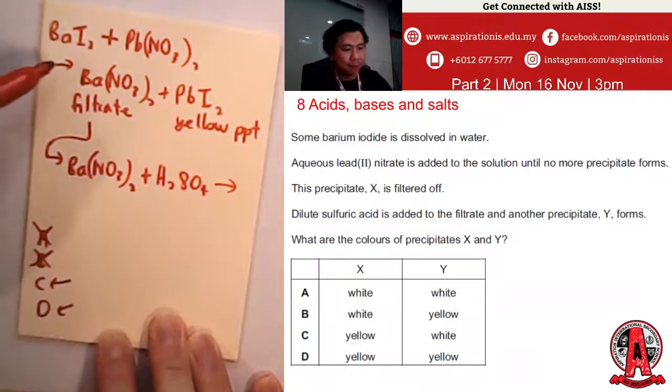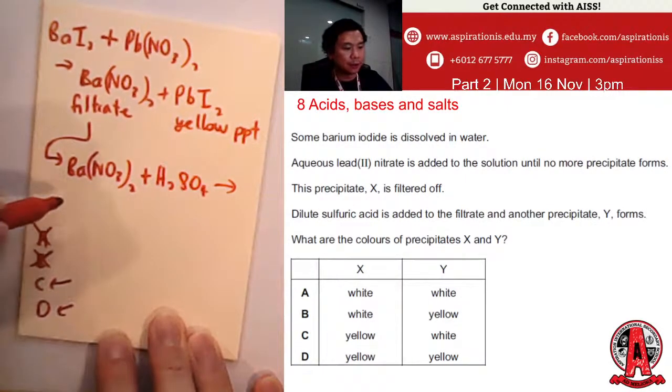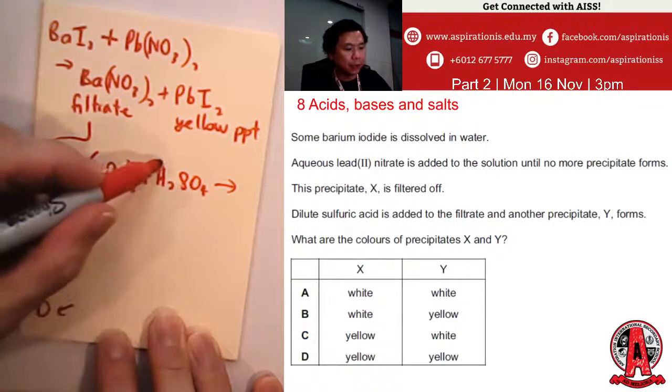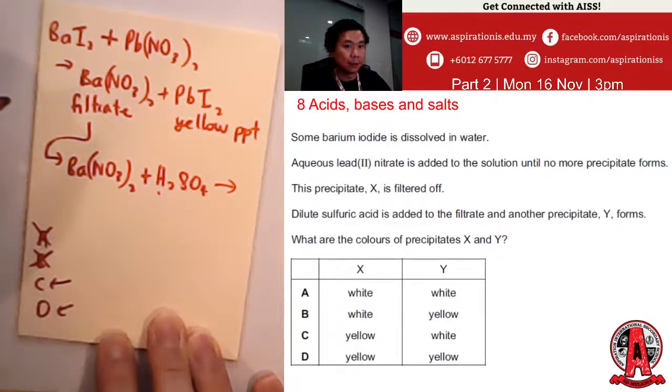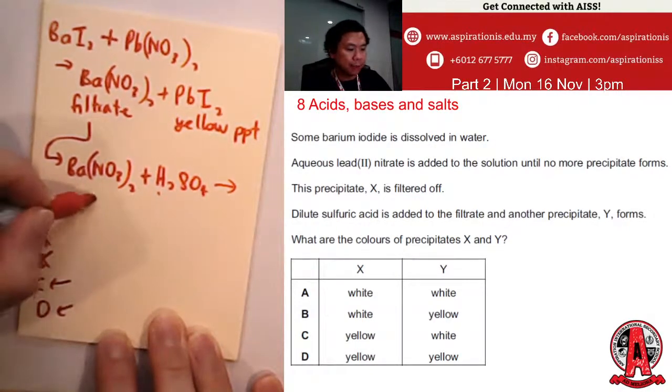So this is a precipitation reaction. This is also a precipitation reaction. Remember, you can use sodium, potassium, or hydrogen over here for a precipitation reaction. Okay, so you're going to get barium sulfate.